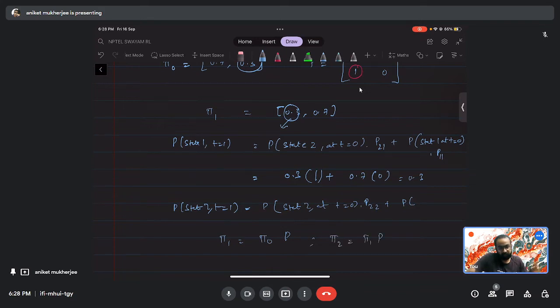This is what you get, and you can write pi1 as pi0 into p, so pi2 is equal to pi0 into p square. This continues. So these are the basic Markov chain definitions, no MDPs, only Markov chain definition.